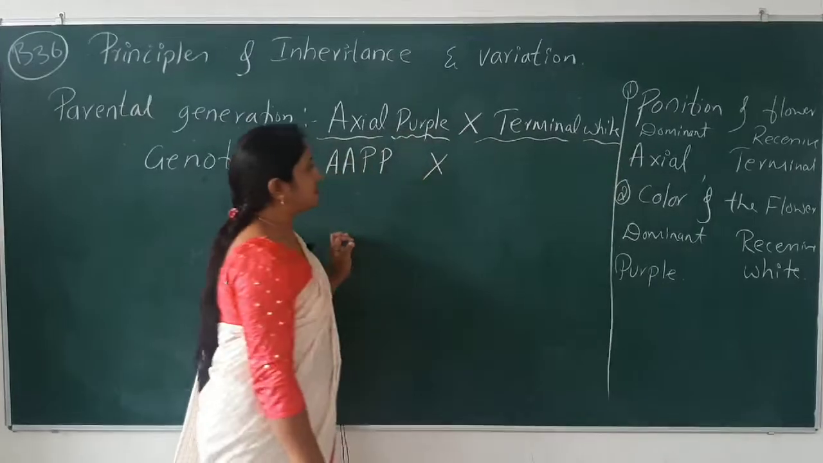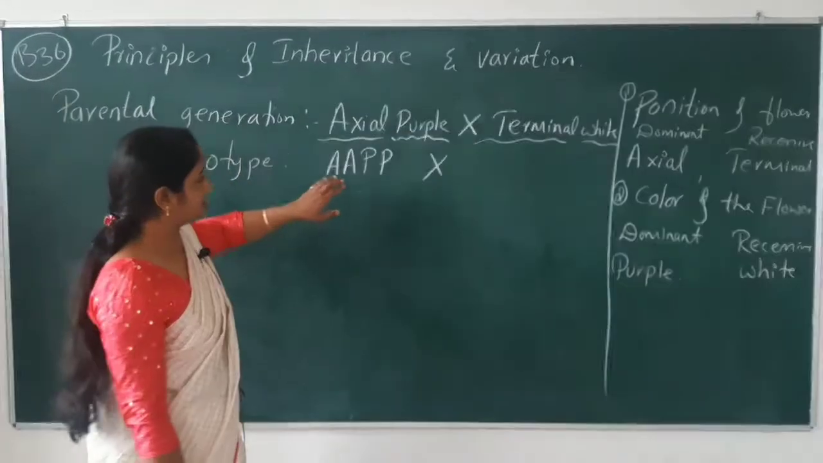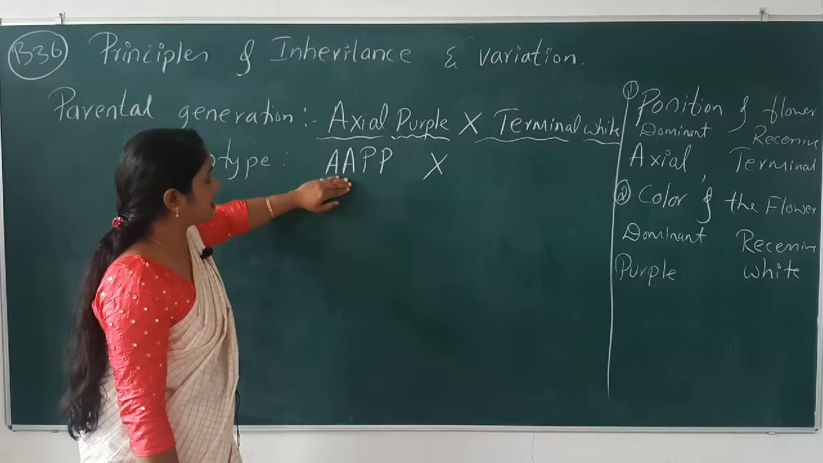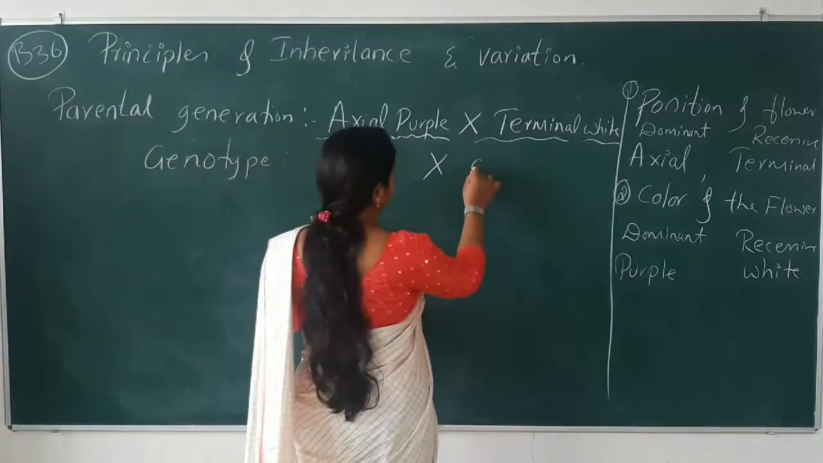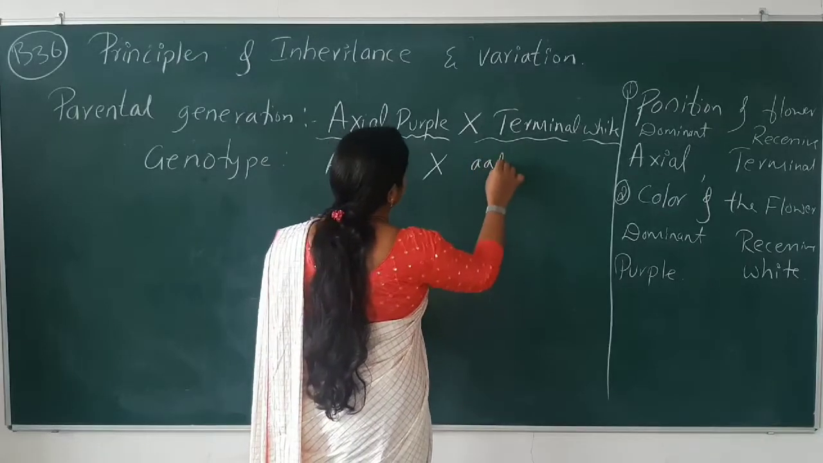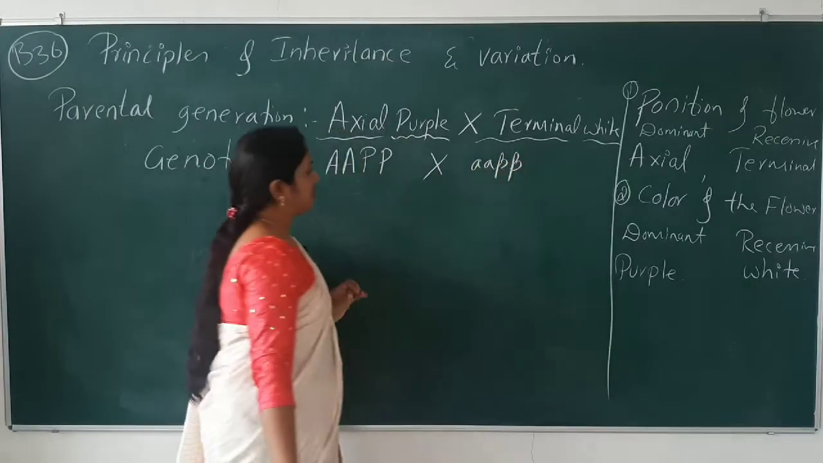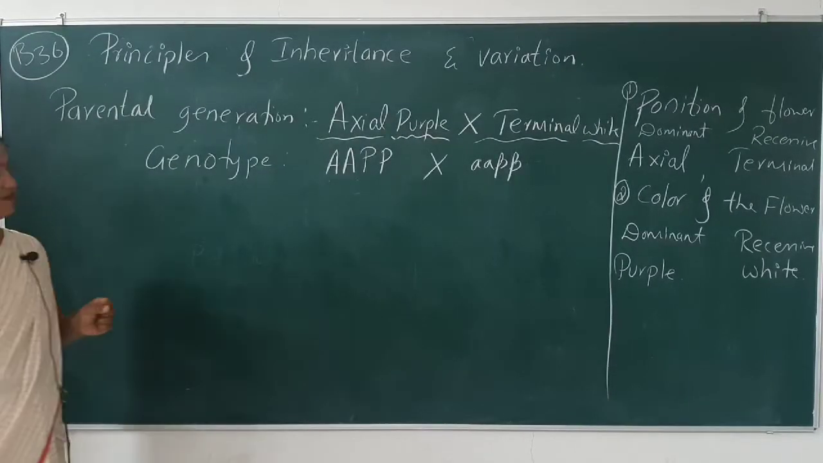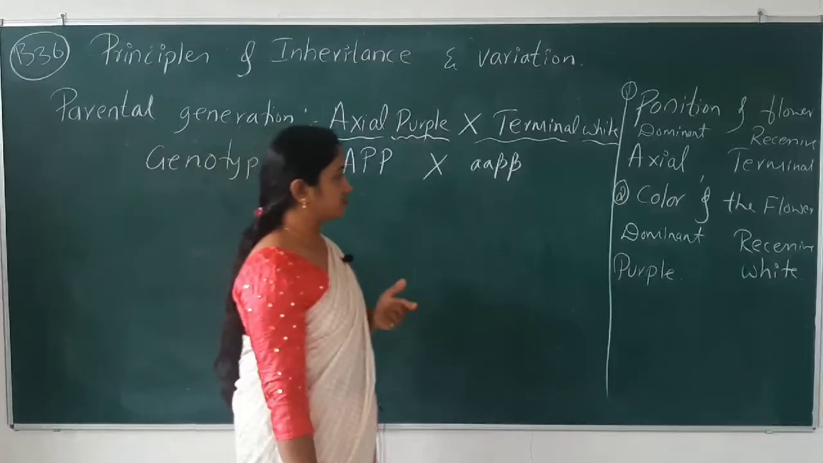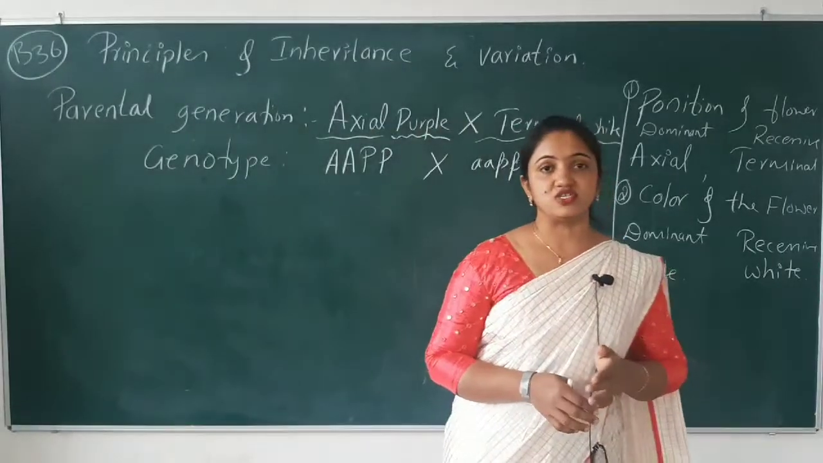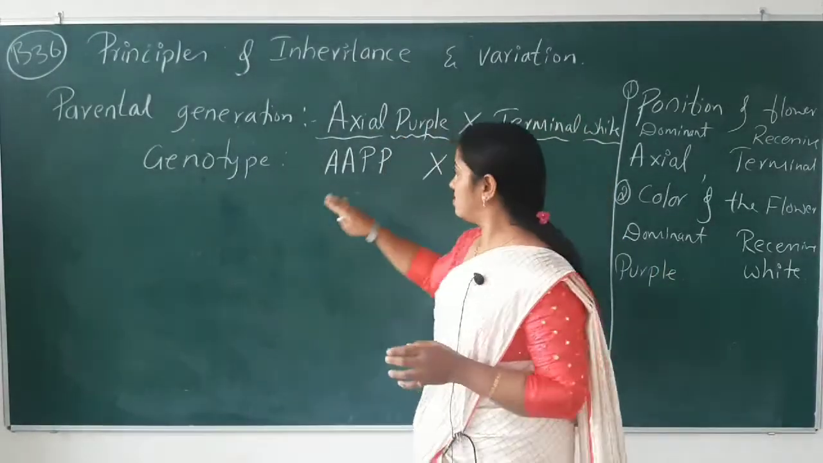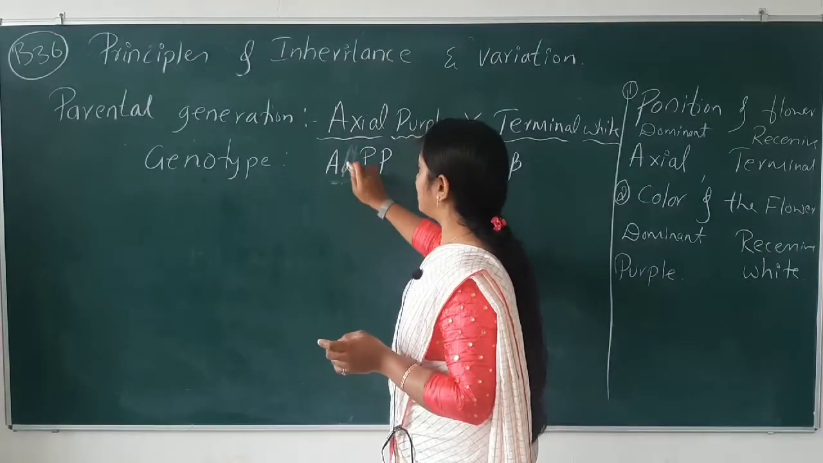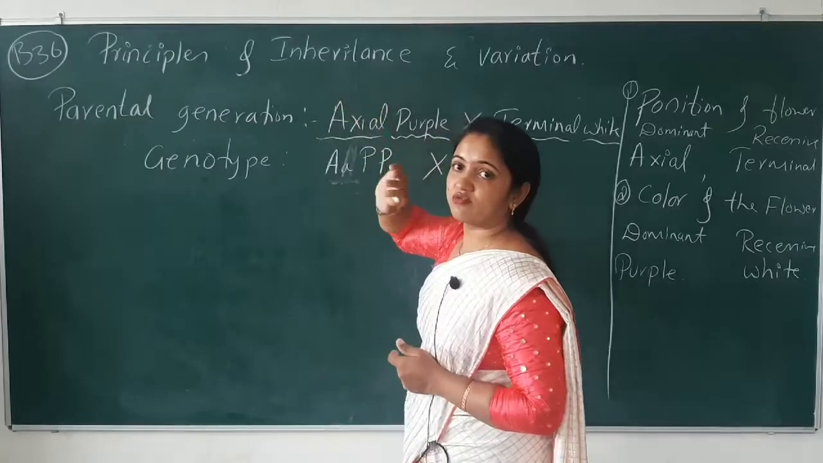Now coming to the recessive traits. Here we have written capital A, so here we have to write small a and small p. So that's all about the genotype of the parents, which clearly indicates the homozygous condition. Why? We have not written capital A and small a. If it were written like that, the parents would be in the heterozygous condition.